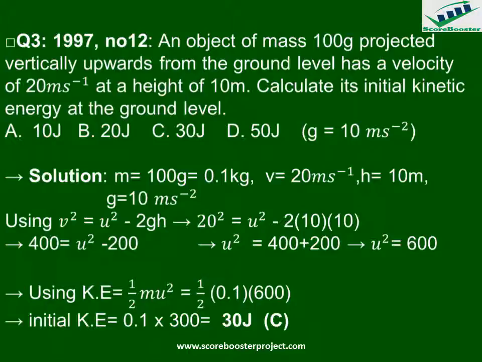Then we can now proceed to the formula of kinetic energy, which is half m u squared. If you substitute for this, that will be half times m, which is 0.1 kilogram, times u squared, which is 600. So 2 can divide 600 to give 300. So our initial kinetic energy will be 0.1 times 300, and that will give us 30 joules, making option C the correct answer for this question.